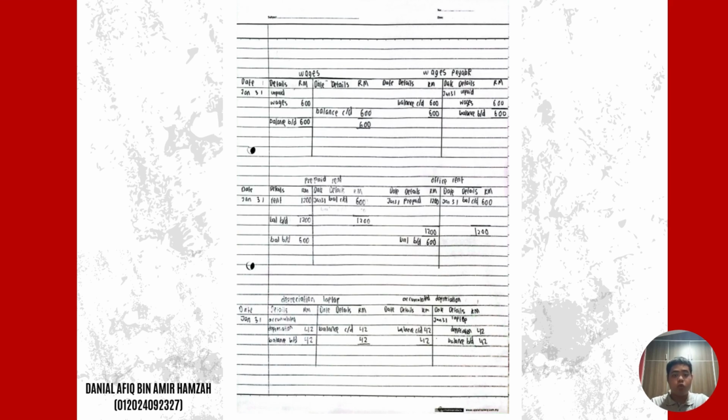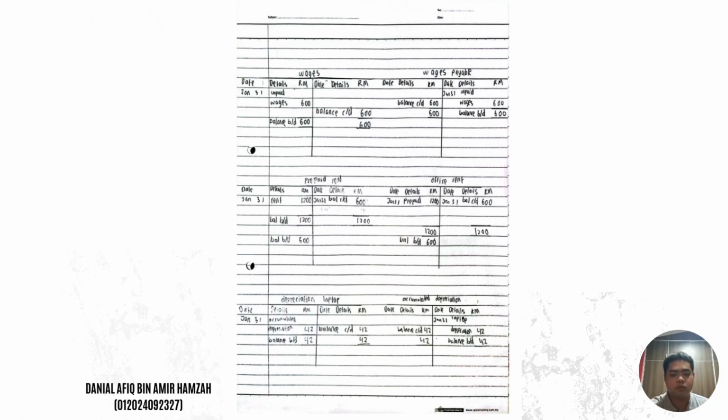So what we need to do here is RM2500 times 20%, which we will get 500 per year, then divide it by 12, and we will get RM41.67. So here the double entry is debit depreciation laptop 41.67 and credit accumulated depreciation 41 ringgit and 67 cents.